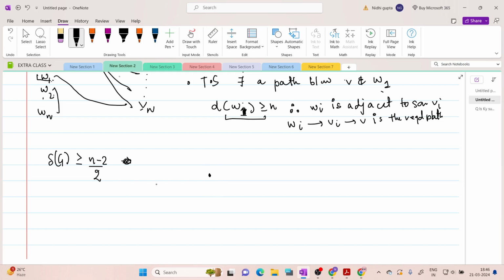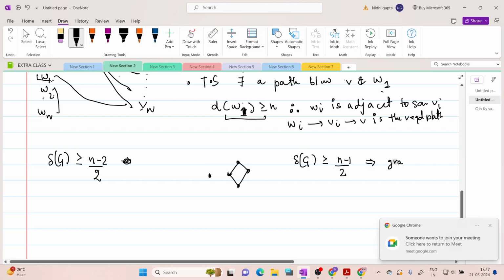No, ma'am. Many vertices are there. Also, some vertices are connected by edges, but only one vertex is not connected, isolated. Okay. So your question now is, okay. So the statement is saying that if a minimum degree is greater than or equal to n minus 1 by 2, then the graph is connected.